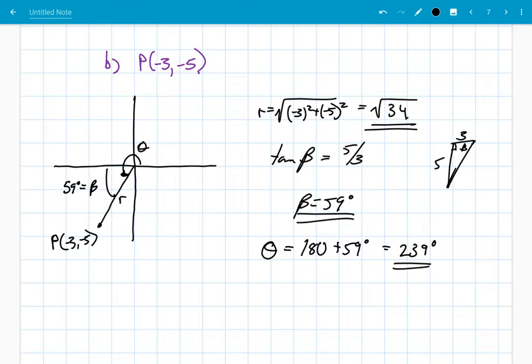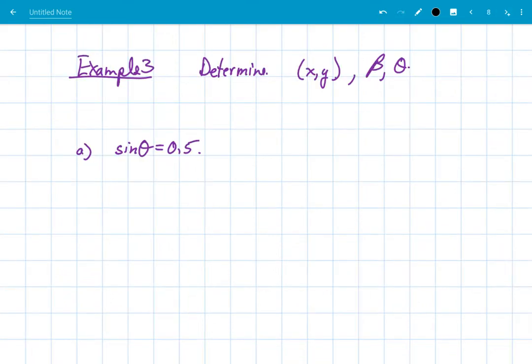All right, one more example left. This is solving trig equations, the basics, and we really dig into the cast rule with that. So when you're ready, turn to that. All right, determine x and y, and beta and theta.